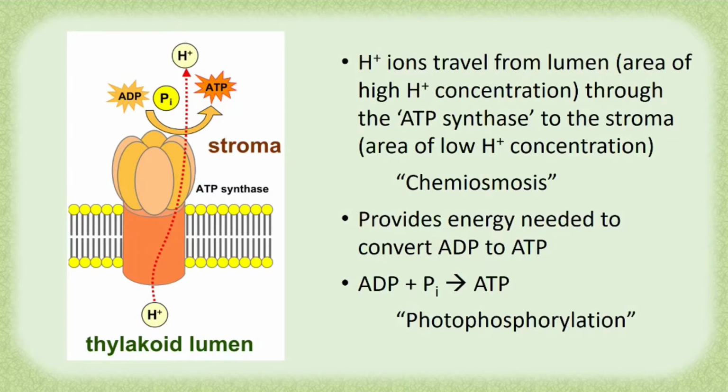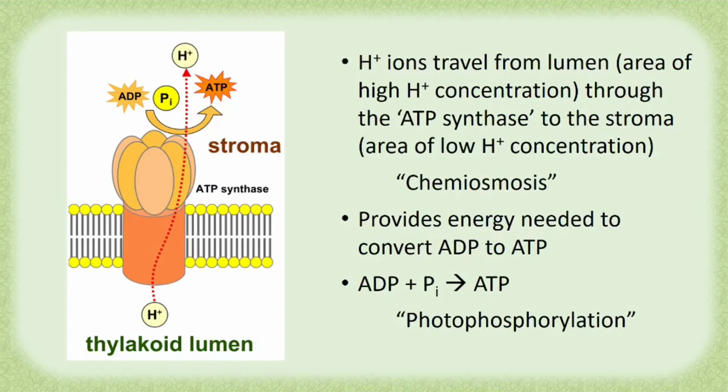The process where hydrogen ions flow out from this high concentration area inside the thylakoid to the stroma outside, where there's a low concentration, gets the fancy name of chemiosmosis. So the process of chemiosmosis, the hydrogen ions flowing out from the high concentration in the thylakoid to the low concentration in the stroma, then drives the reaction of ADP with a phosphate group to make ATP.